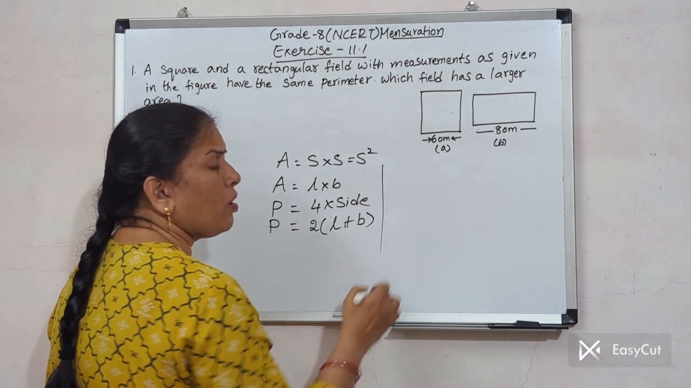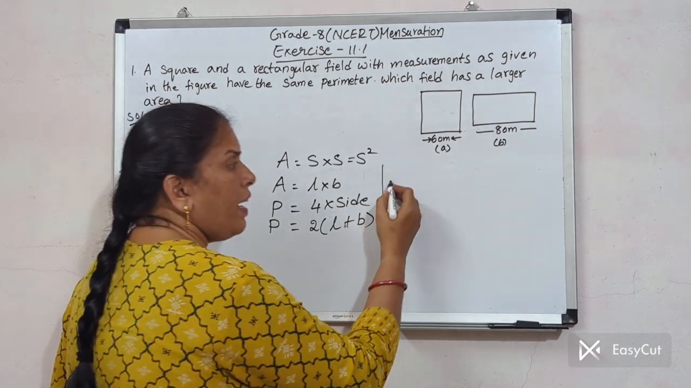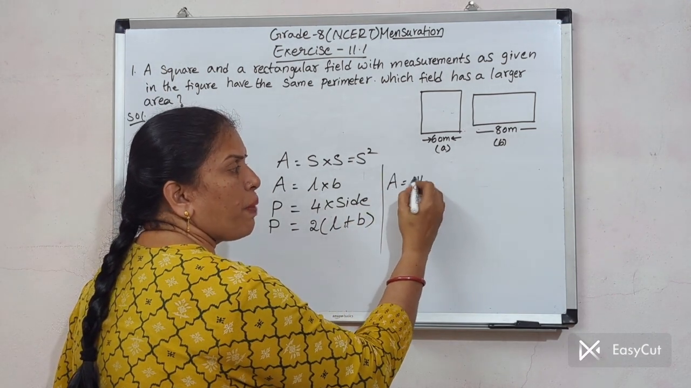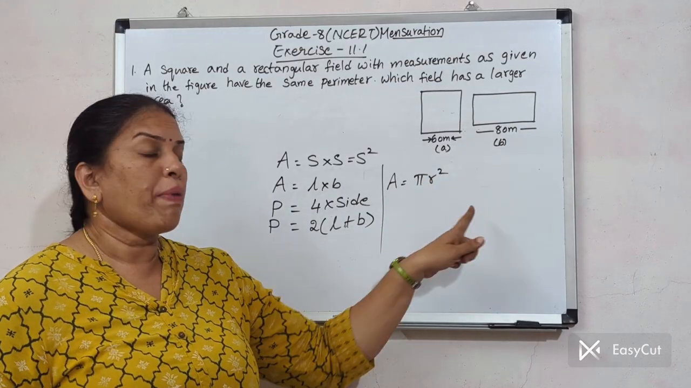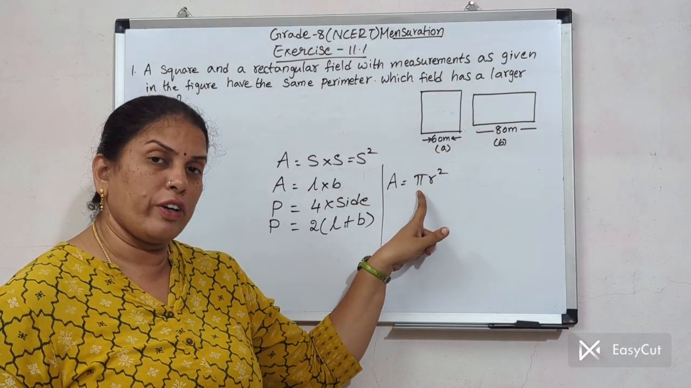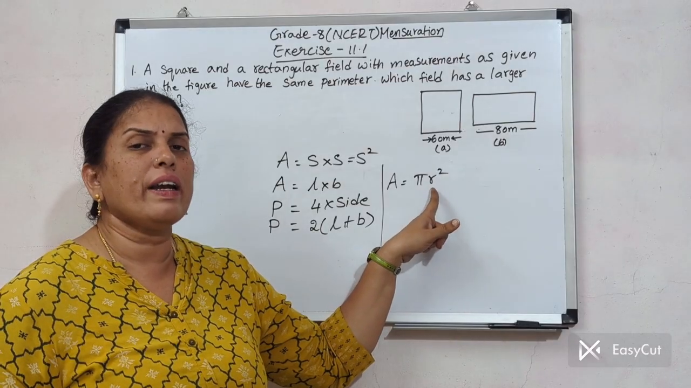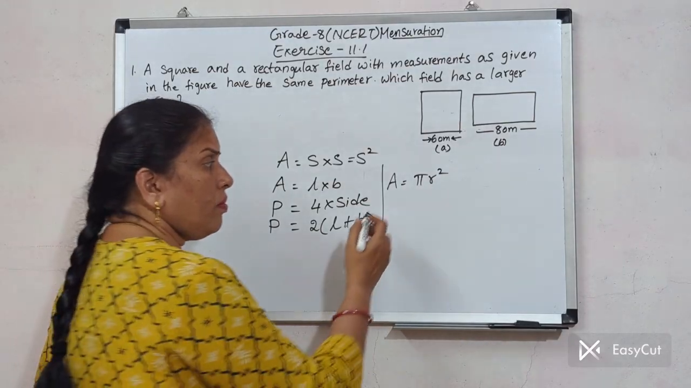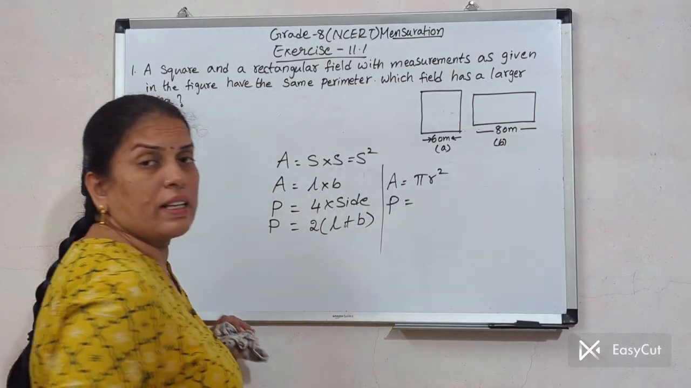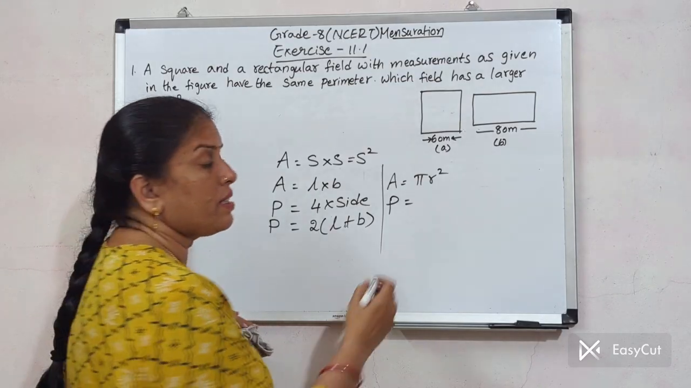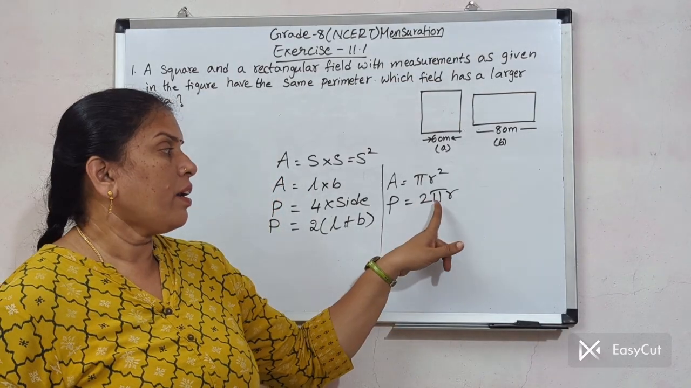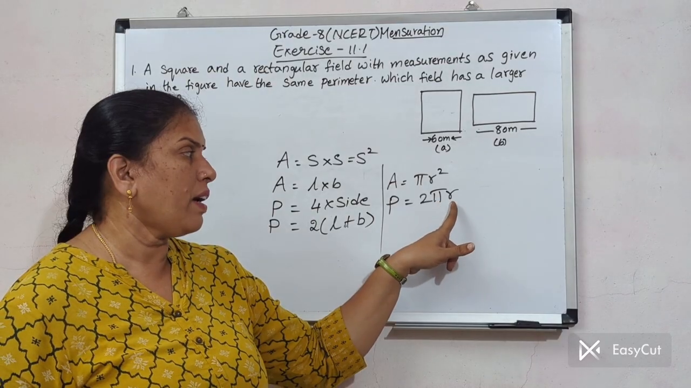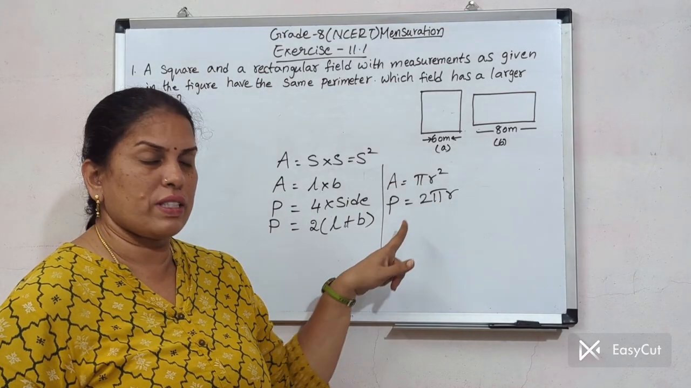Now we will see about the circle. Area of a circle is equal to pi r square, where pi value is 22/7 and r is the radius of the circle. Perimeter of a circle is equal to 2 pi r, where pi is equal to 22/7 and r is the radius of the circle.